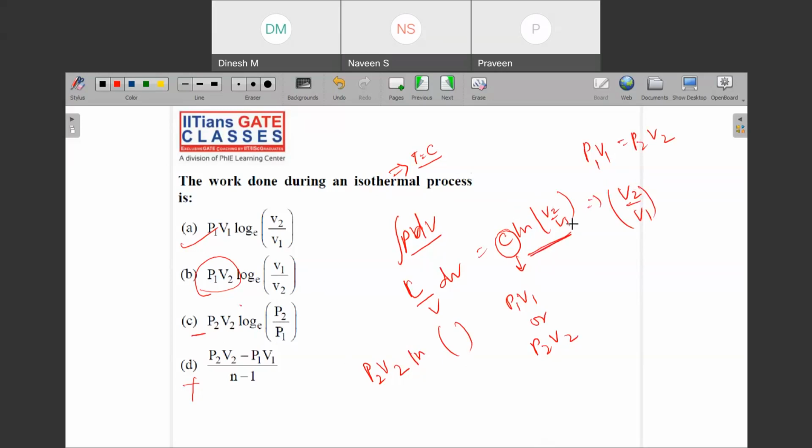Like we are integrating this one now. So can we replace V2 upon V1 by P1 upon P2? Right, see, be very careful. V2 upon V1 can be written as P1 upon P2, but here they have mentioned it in the form of P2 upon P1. That is why it is wrong. If they might have used the negative sign here, then we could say that this is true. But since they have not even used the negative sign, this option is wrong.